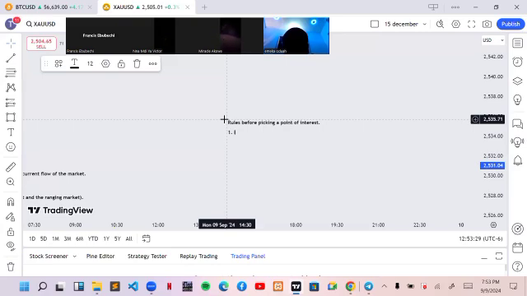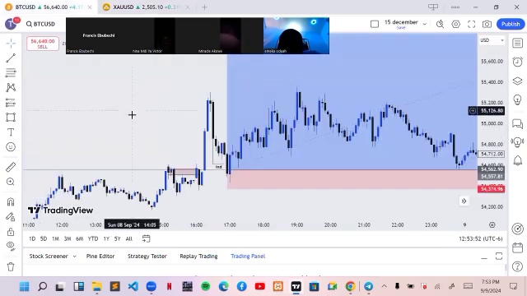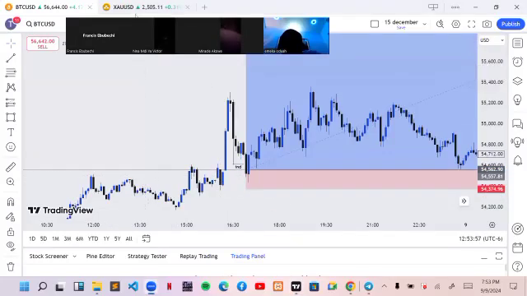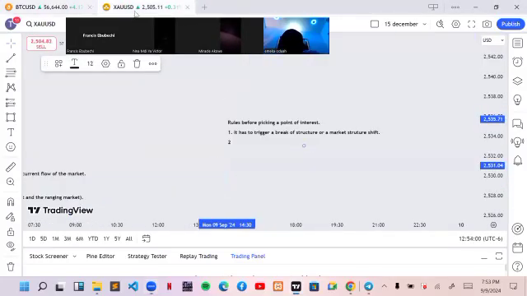Number one, the point of interest has to trigger a break of structure or a market structure shift. That's the number one rule. If you pay attention to all the trades I took today, there was a break of structure here. That was why I took the trade. There was also a break of structure here. So there has to be a break of structure or a market structure shift.